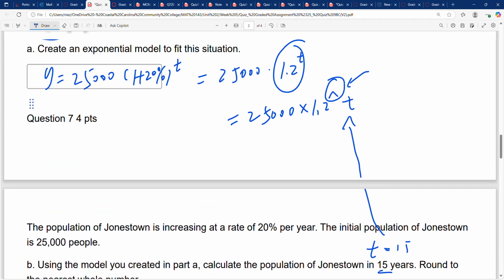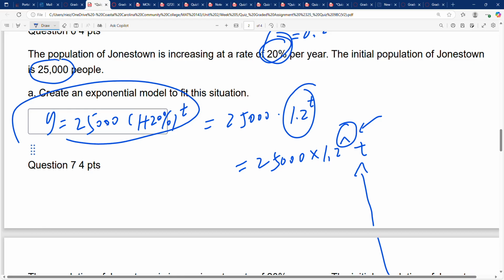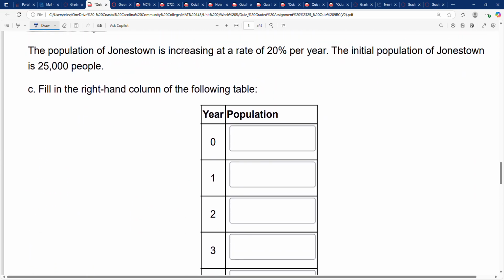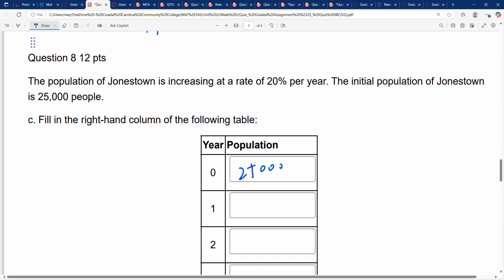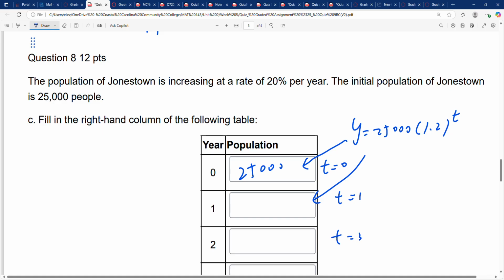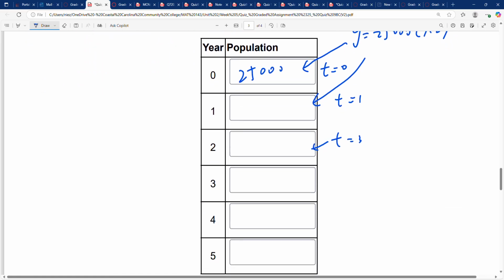Okay, number 8 actually uses the same model. We just get some data from this model. You see 1.2 to the t's. Plug t equal to 0, you get this value. Plug t equal to 1, you will get this value. Then plug t equal to 2, then t equal to 3, and so on. You will get all the values. Here I just write all of them.